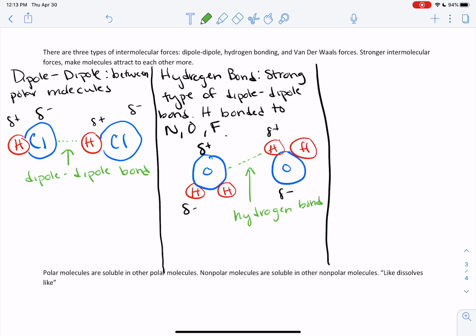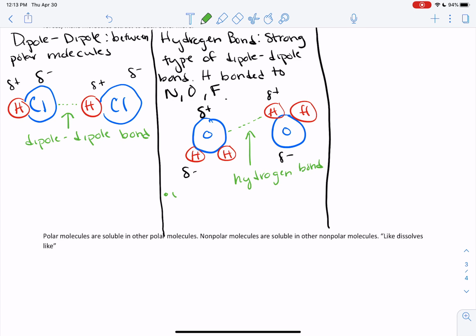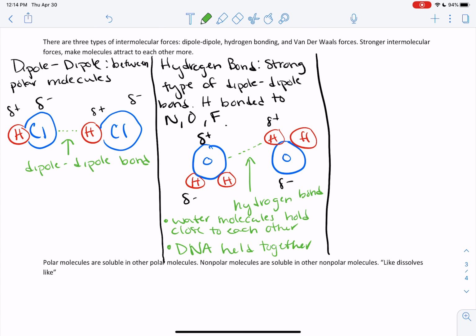So hydrogen bonds are really important. They're the reason why water molecules are so closely packed together. They hold close to each other. It's also the reason why DNA is held together. So that just tells you how strong hydrogen bonds are, that they are able to hold together DNA.